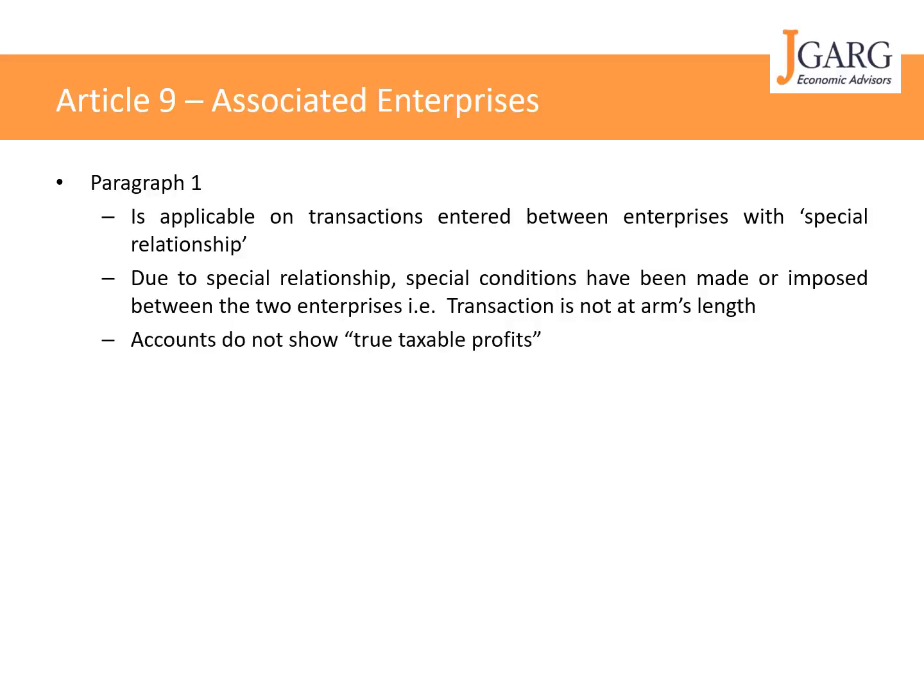This transaction is not at arm's length. Accounts do not show true taxable profit. So the taxable profit of company B in this case is less by $20, which is not true. Relevant tax authority can rewrite the accounts of the enterprise. So in this case, the tax authority of company B can rewrite the tax accounts of company B and increase the taxable profit by $20. But of which entity? Of company B only.